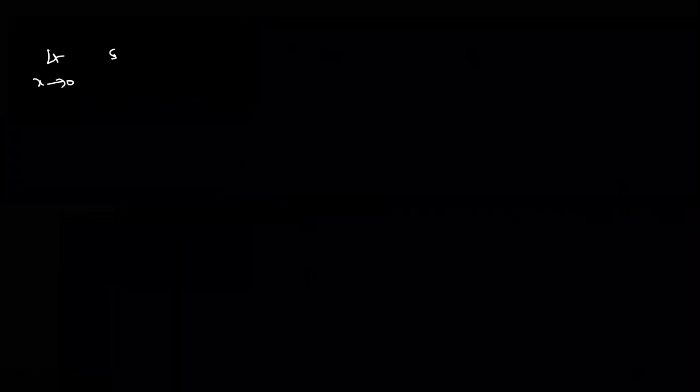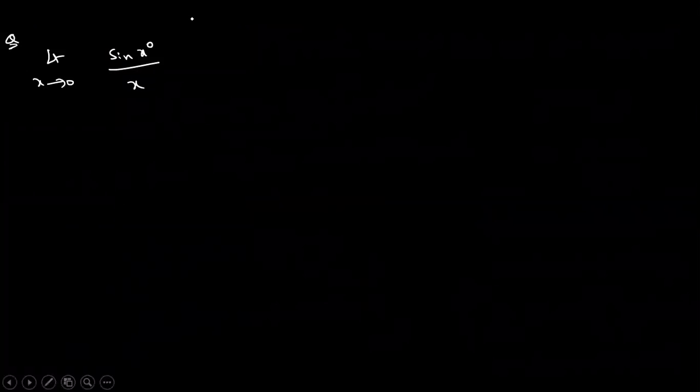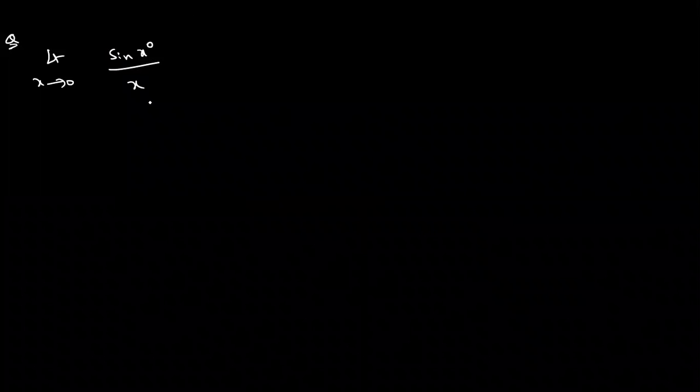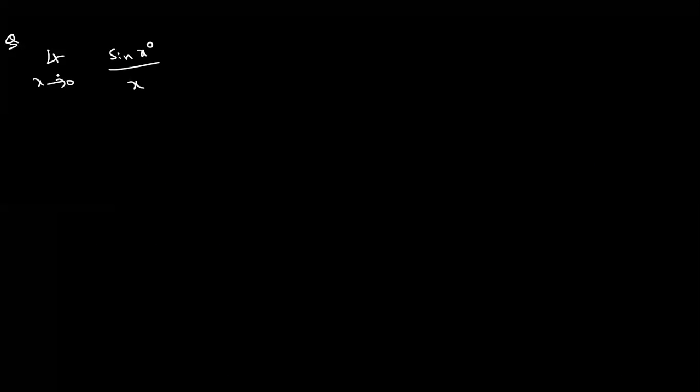Limit x tends to 0, sin x degree by x. Most of the people are confusing. This one is saying 1. That's wrong. Absolutely wrong. Limit x tends to 0, sin x degrees by x. X tends to 0 means x is what here? Generally radians. But in this case, x degree is given. So is this x degrees also converting to radian means what here?